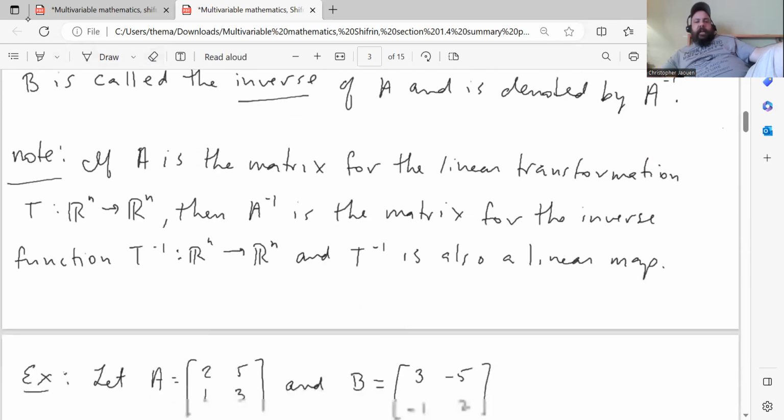Okay, just a note: if A is the matrix for the linear transformation T, which goes from Rn to Rn, then A inverse is the matrix for the inverse function, T inverse. Again, that's a linear map between Rn and Rn.